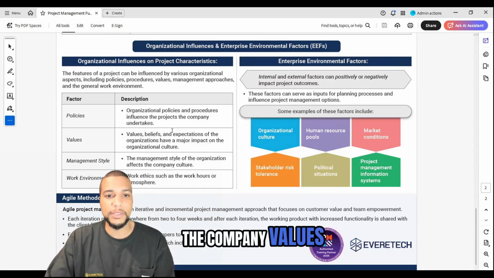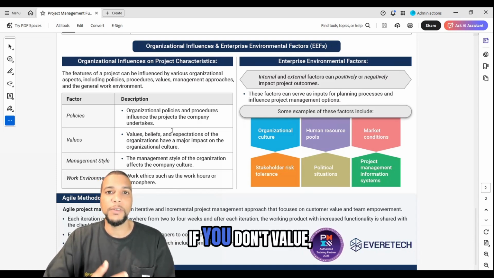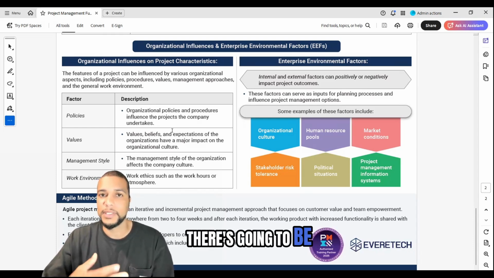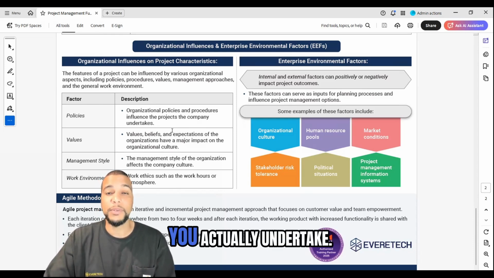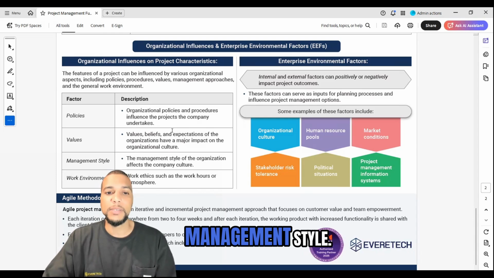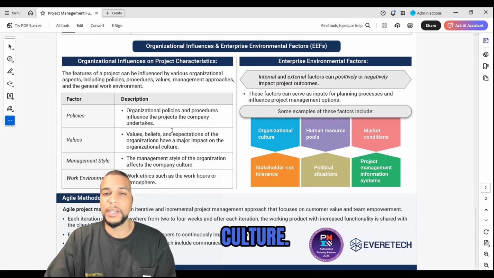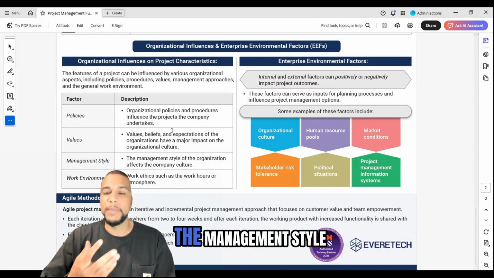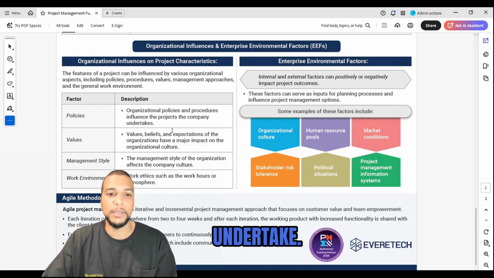The company values, beliefs, and expectations of the organization have a major impact. If you don't value it, then you're not going to invest into it. So with values, beliefs, and expectations, if you don't expect there's going to be a return on investment, then you're not going to undertake it. So what you value, you actually undertake. Management style. The management style impacts the company culture. If it's strict, if it's more agile, the management style will direct what type of projects you will undertake.